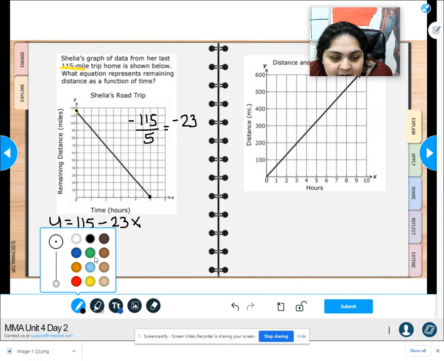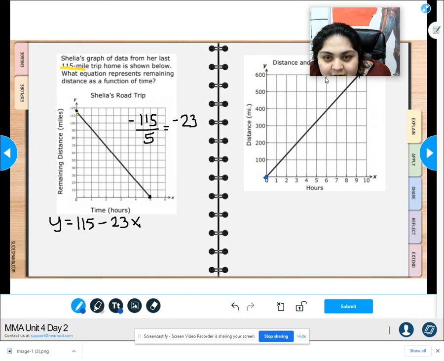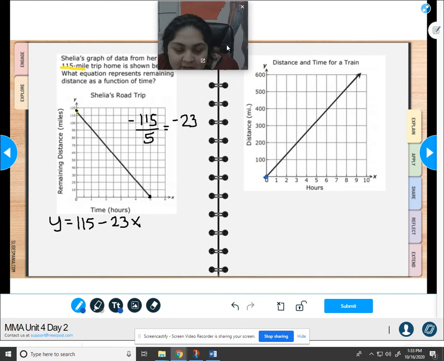All right, let's go to this side. This one is starting at 0, so that's the y-intercept. So this isn't about going home. This is about how much distance the train is going to travel. So of course it starts at 0. It's not going to start some distance away.